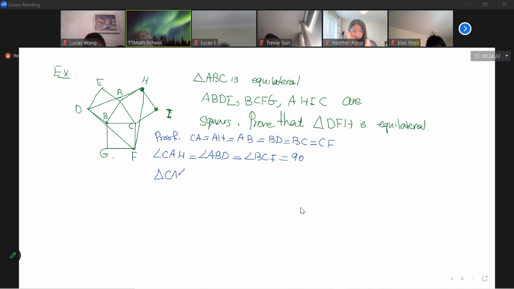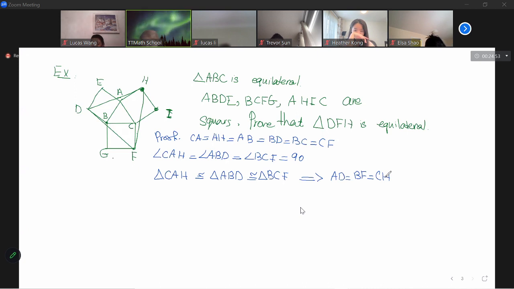So the triangle CAH is similar to the triangle ABD and is similar to triangle BCF, right? Therefore, their corresponding sides are the same, which means the diagonals of the squares are the same. AD is equal to BF, equal to CH, right? So far so good.